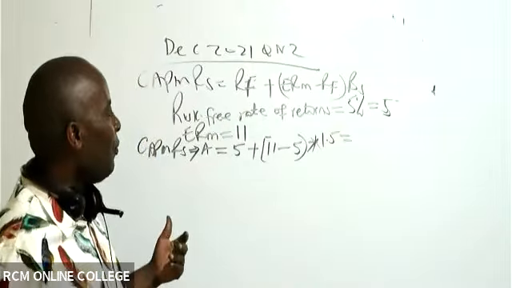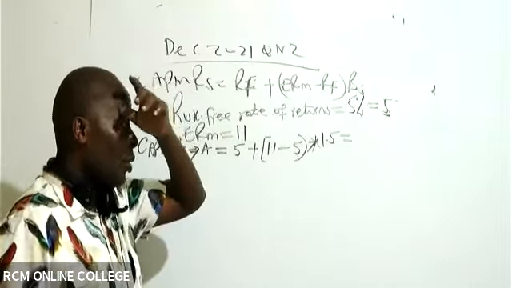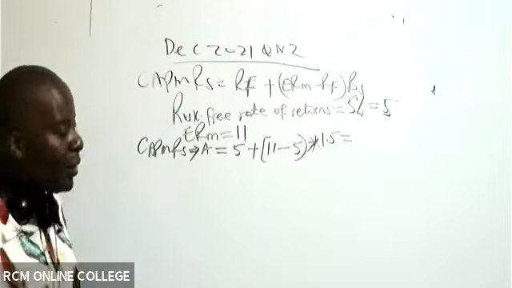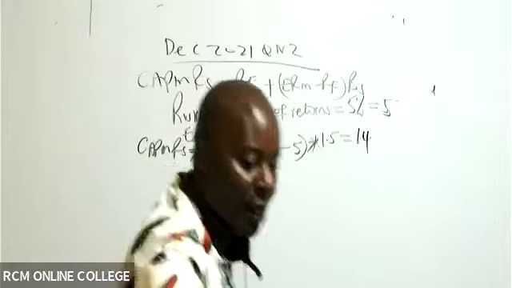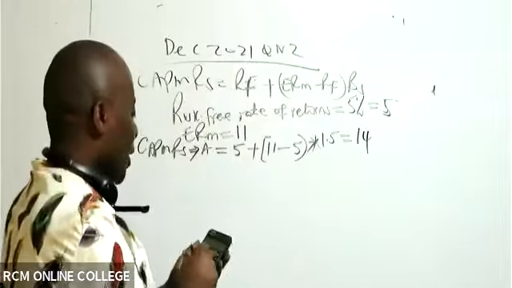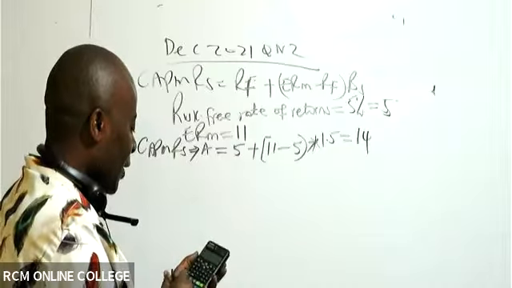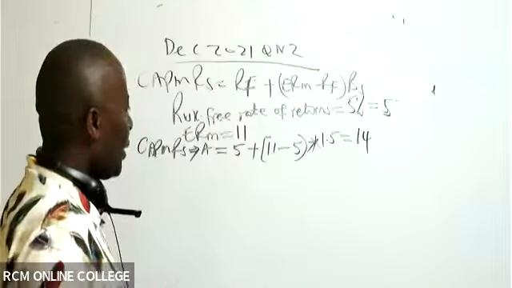So somebody already is giving me an answer here for CAPM returns of A. What do we have here? Somebody is giving me 14. Please use your calculator very well. Everybody must use their calculator very well. So we have here 5 plus, open brackets, 11 minus 5 times 1.5 equals, we're getting 14.